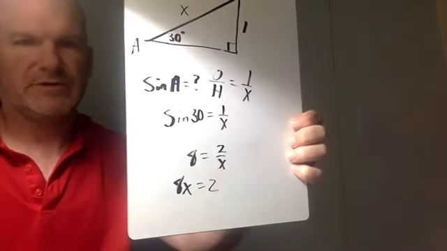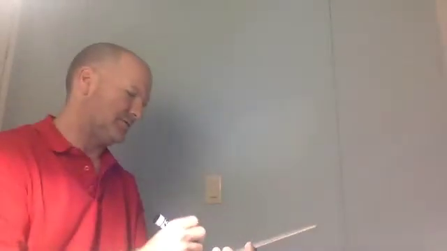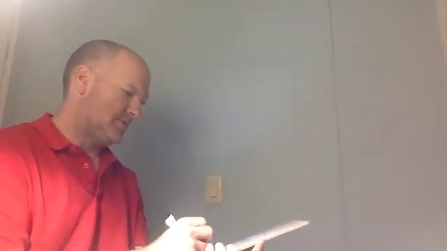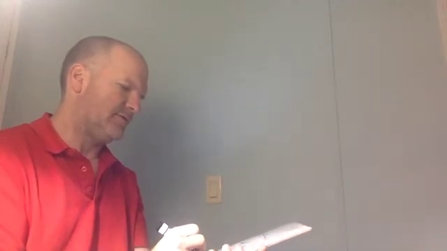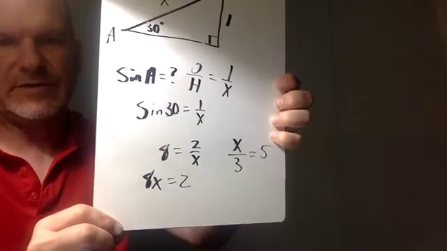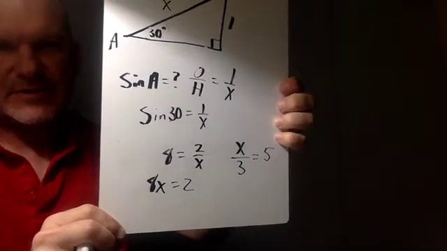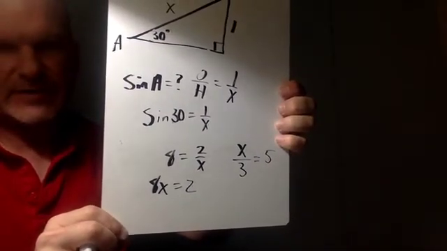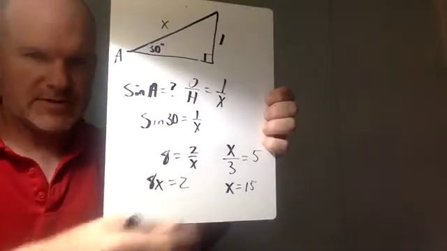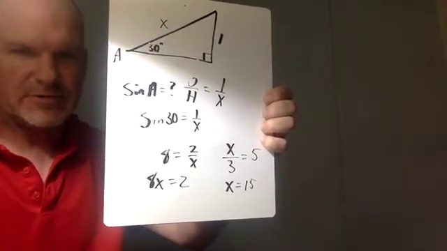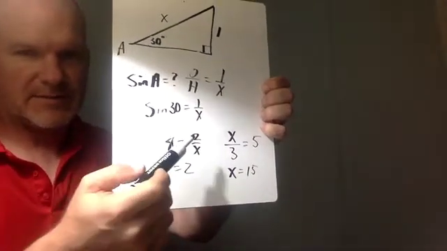Maybe it's easier to explain what I'm doing if I show you something like this. Say we had a problem x over 3 equals 5. How would you solve for x? You would multiply 3 to the other side, and you'd say x equals 15. X equals 15 in this problem. You multiply the denominator to the other side when you're trying to get rid of a denominator.